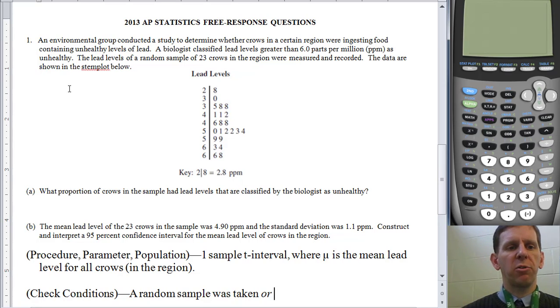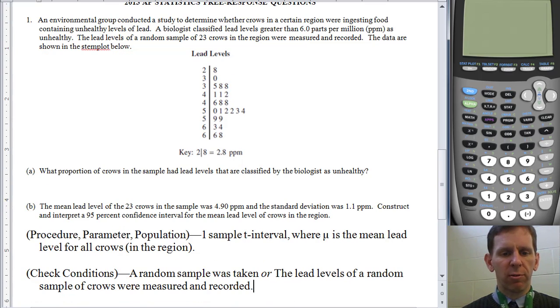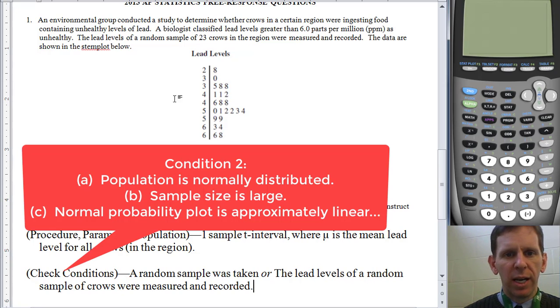Or if you'd like to plagiarize the line that talks about this random sample, you can do that by basically repeating what's written here. The lead levels of a random sample of crows were measured and recorded. You don't have to write both sentences. As long as you have one of those things, we're good. The second thing we're looking for is to see if our population comes from a normal distribution. And in the reading, it doesn't say anything about normal.